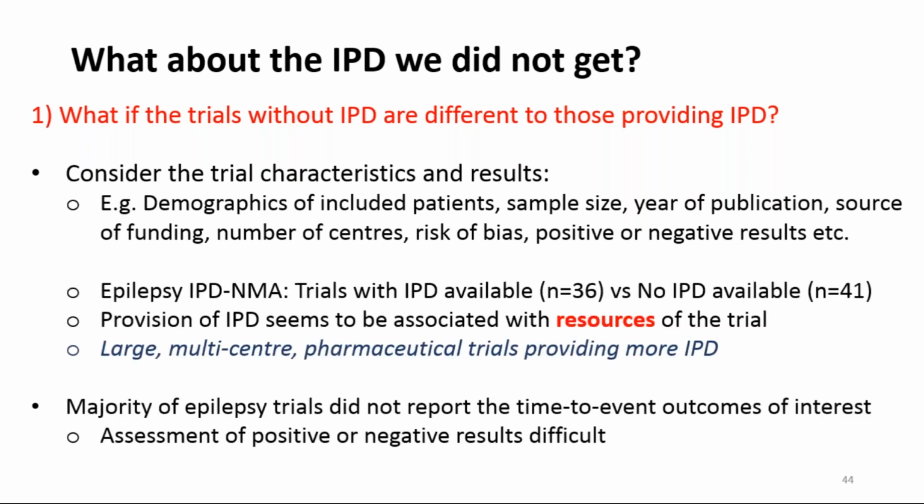And in the epilepsy work, there were 36 trials with IPD available and 41 without IPD available. And from examining these different characteristics, we see that the provision of IPD does seem to be associated with the resources of the trial. So in other words, it seems to be the large multi-center pharmaceutical trials where there may be more resources to be able to make IPD available. These seem to be the trials that are providing us with more data compared to perhaps the smaller trials conducted in single academic centres which maybe don't have the same resources.